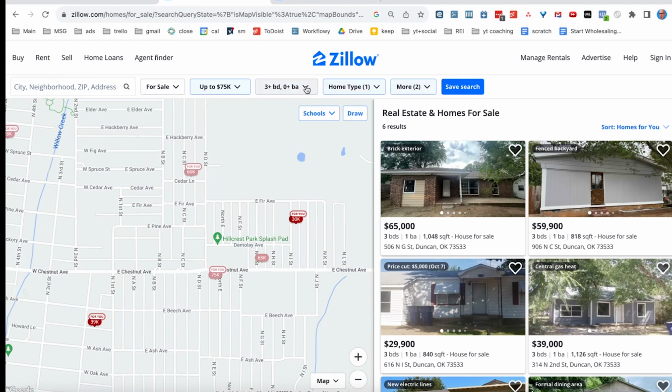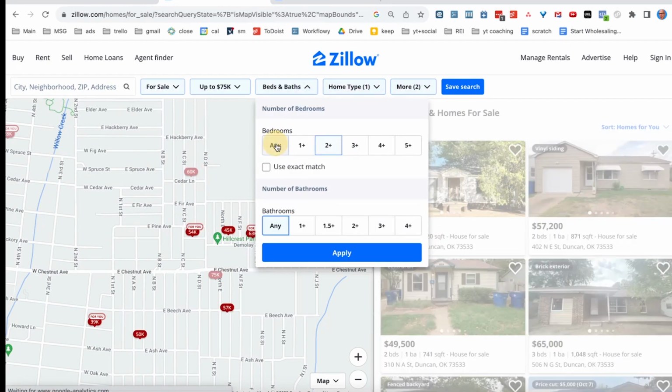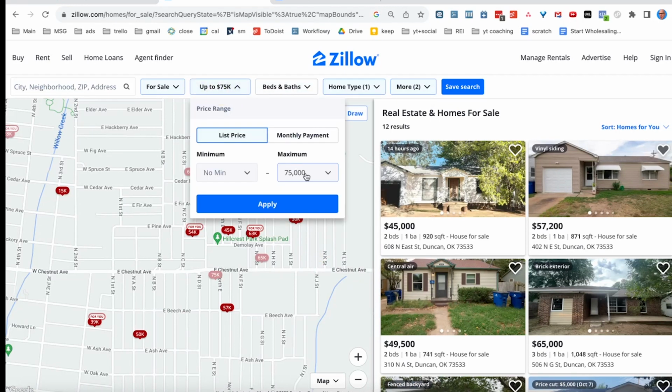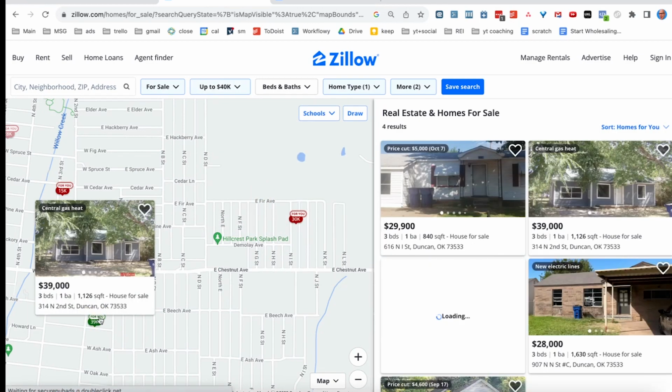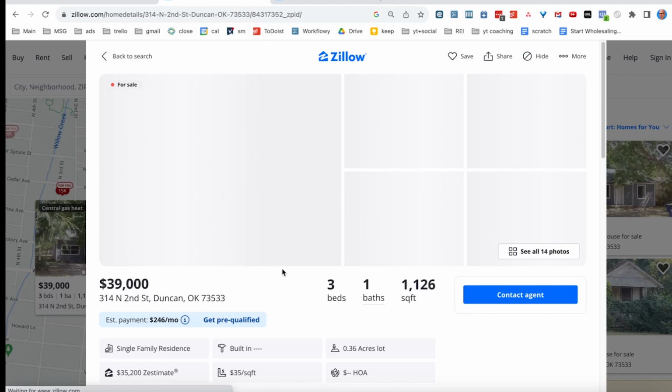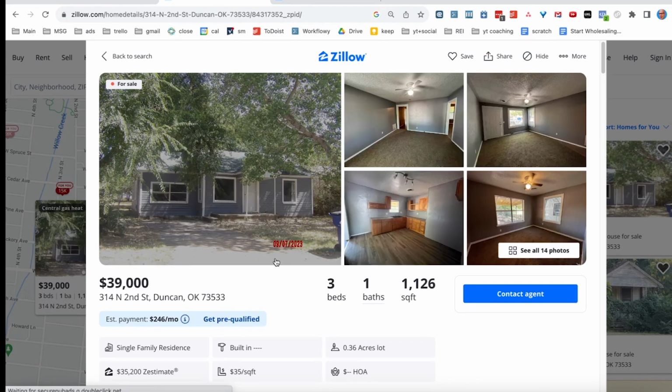And then what I'm going to do is put any, and go really down on price and say, what's available for $40,000. So this one's available as a 3-1, 1,100 square feet for $39,000. So why would they buy mine?